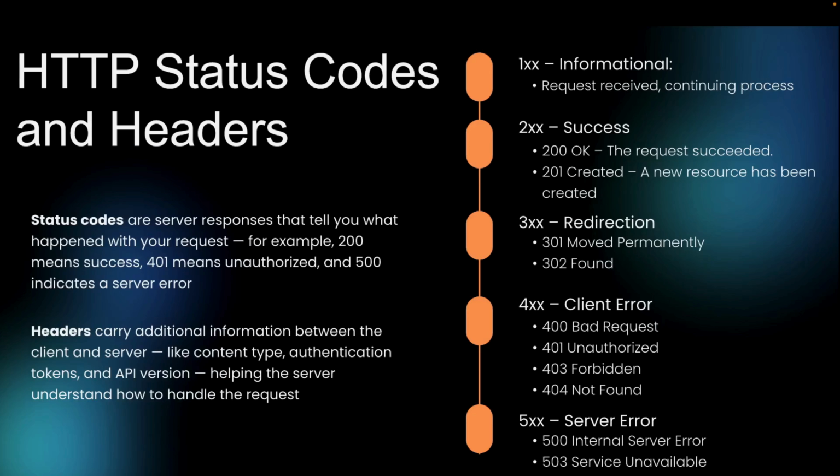These mean something went wrong on the client side. For example, 400 bad request. The request is malformed. For example, sending an invalid JSON. Then we have 401 unauthorized. It means you need to log in. Maybe your token is missing. 403 forbidden, which means you are logged in but don't have permission to access the resource. Then we have 404 not found, which means the requested resource doesn't exist.